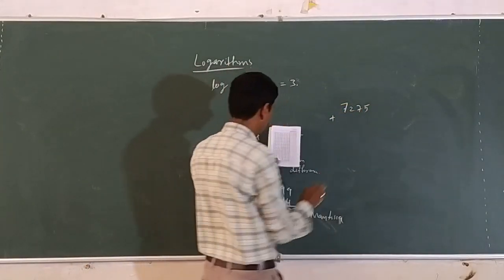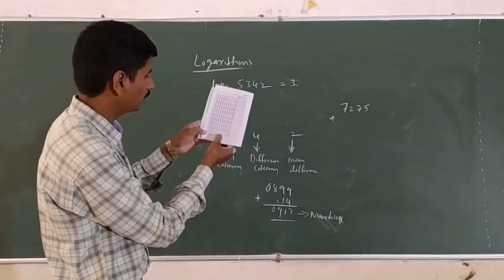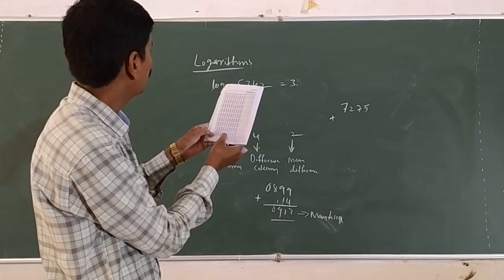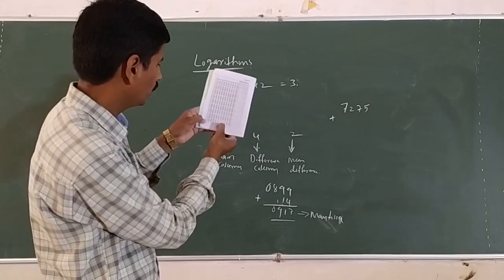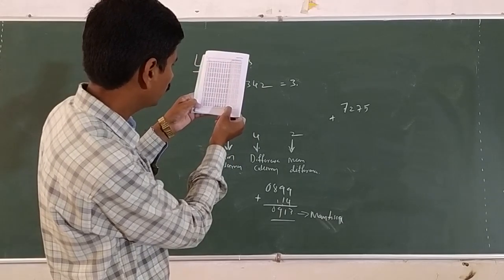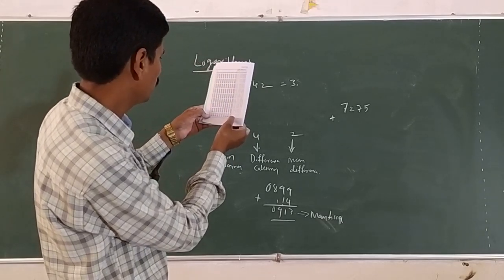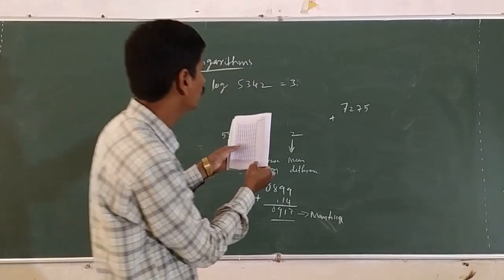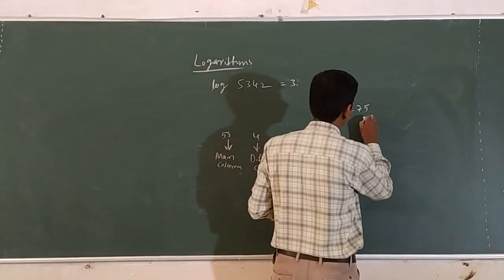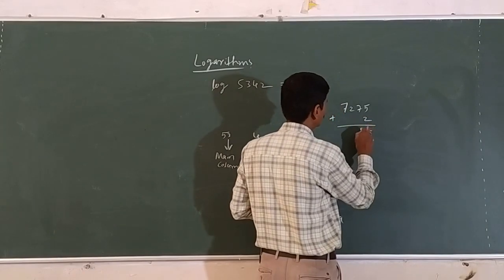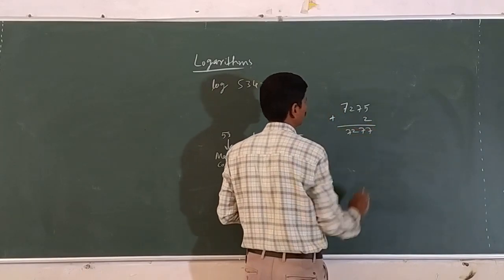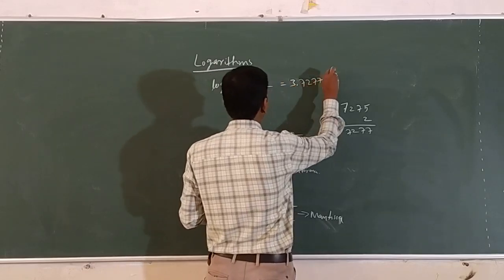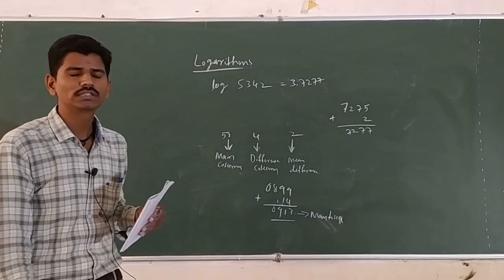7275. Okay, 53.4 is 7275. Okay, the next fourth digit is what? Mean difference is what? Mean difference is 2. The next fourth digit is 2, and the mean difference is also 2. Plus 2, so 7277. Here the logarithm of 5342 is 3.7277.